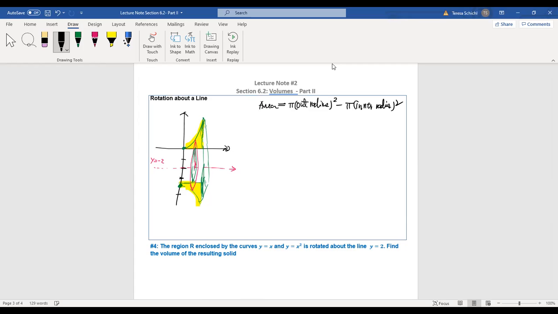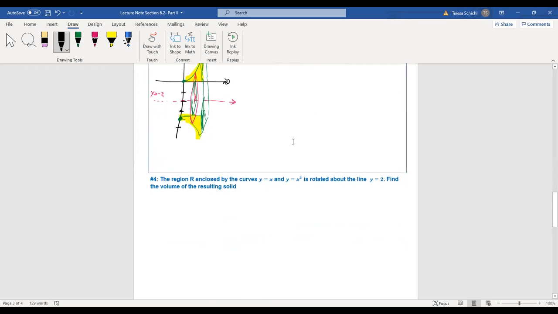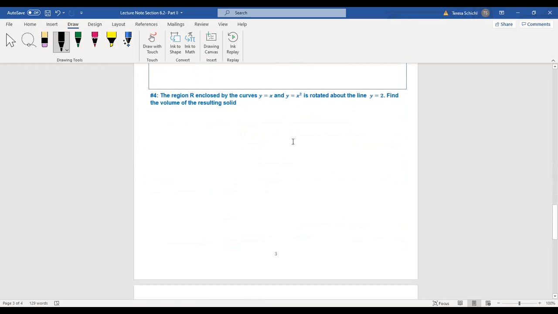Okay, so then you can just integrate that depending on what the region of the x values is. Now let's take a look at an example that will make things a little easier. The region R is enclosed by the curves y equals x and y equals x squared, rotated along the line y equals 2. Find the volume of the resulting solid.